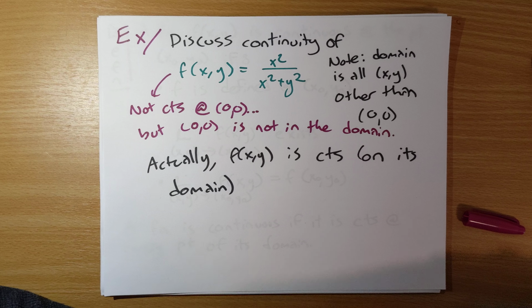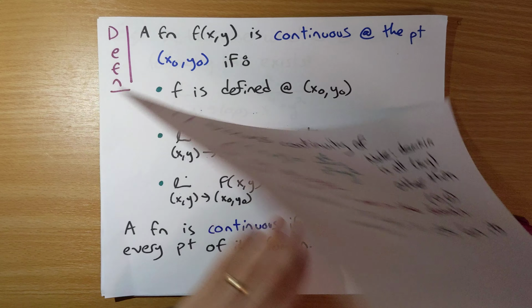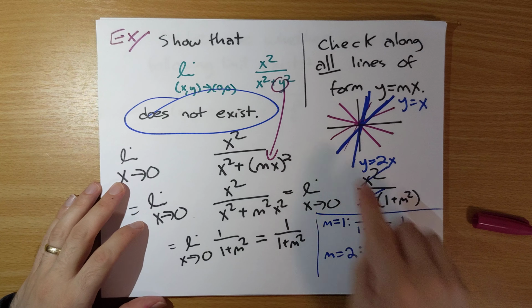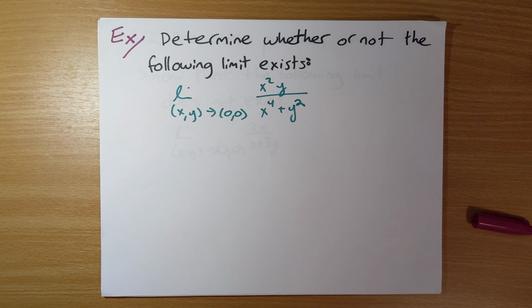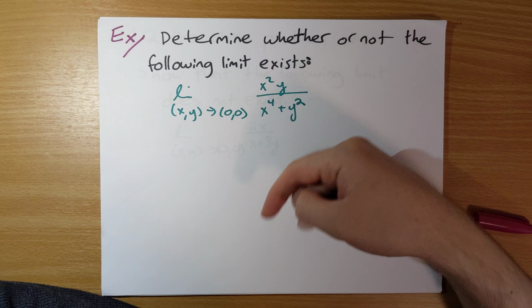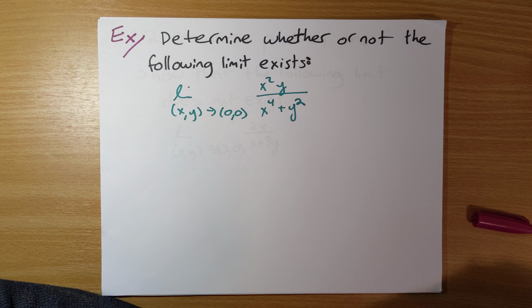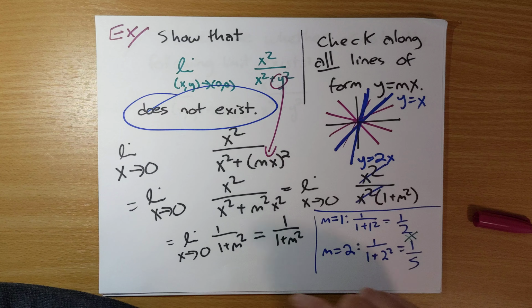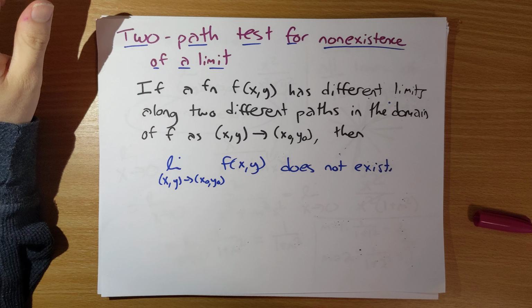I want to do one more thing in this video, which is, let me get here to this example. So I say here, determine whether or not the following limit exists. And it might look something like this. So let's just observe here that if we plug in 0 for x and y, we get 0 over 0. So we might be thinking, okay, so 0 over 0, we have to do something else. We could try the polar form stuff. We might think, okay, this y equals mx trick here is pretty slick. Remember, the y equals mx trick is associated with this two-path test for non-existence of a limit.